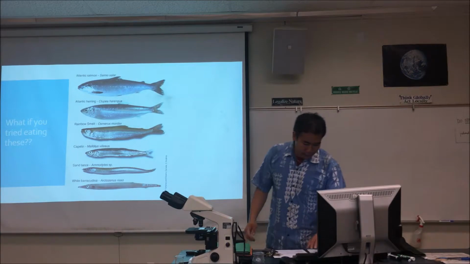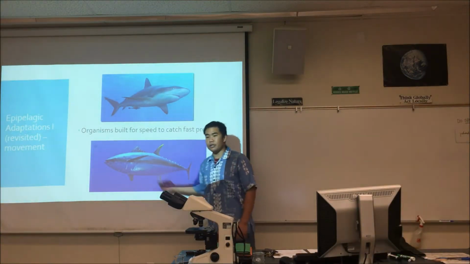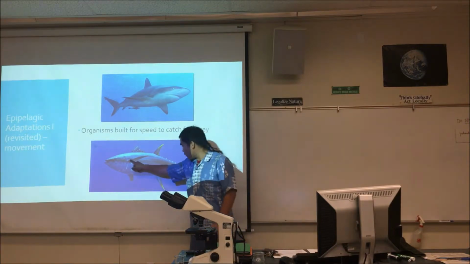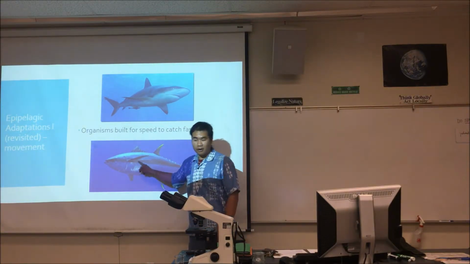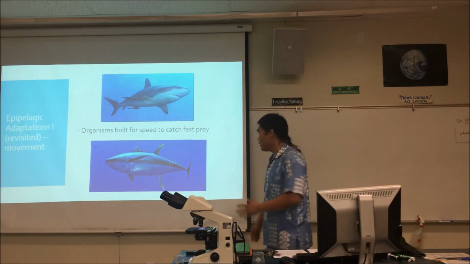How are you able to be fast? Let's look at some fast animals. Here's some fast ones. Sharks, tunas, right? Look at the tuna's pectoral fin. What's it good for? Generating lift, right? Okay, so fast organisms.